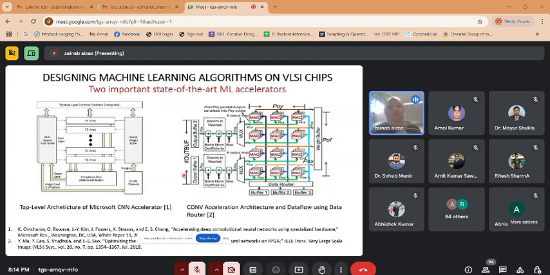So this is the way you can design an accelerator on a chip. You have to design buffers and the data router. That's not very difficult.